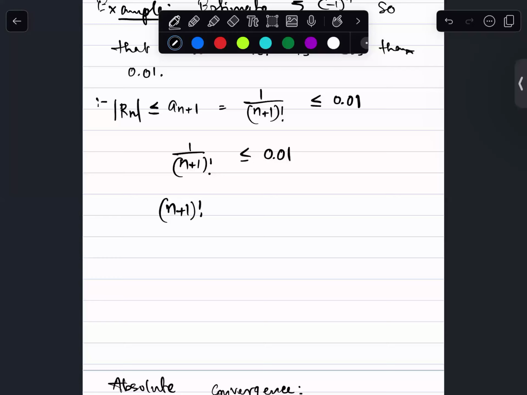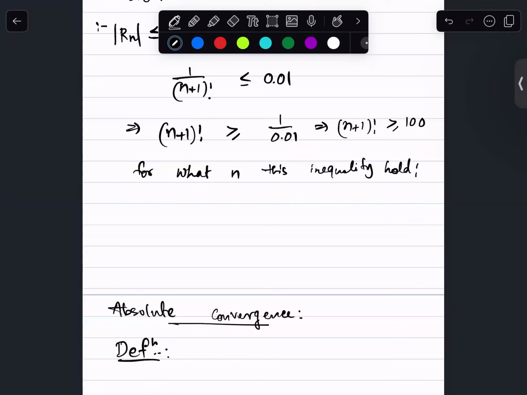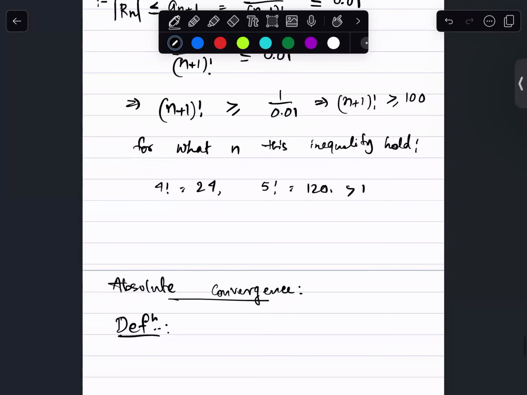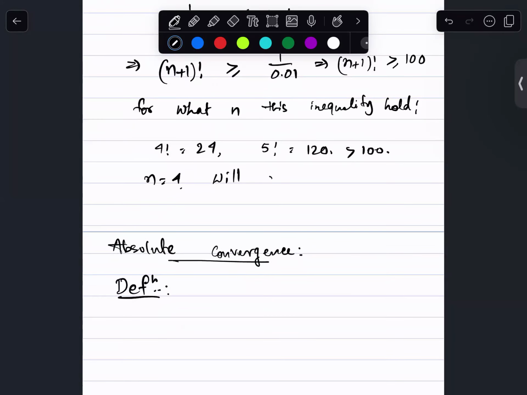Then by cross multiplying, (n+1) factorial is bigger or equal to 1 over 0.01, which is nothing but (n+1) factorial bigger or equal to 100. Now for what n does this inequality hold? That's the question. So we put n equal to 1. Obviously for n equal to 1, this is 2 factorial, which is not bigger or equal to 100. Then we increase n. 4 factorial is 24 and 5 factorial is 120, which is bigger than 100. So if I take n to be 4, then n plus 1 is 5 factorial, which is 120, bigger or equal to 100. So n equal to 4 will do my task.